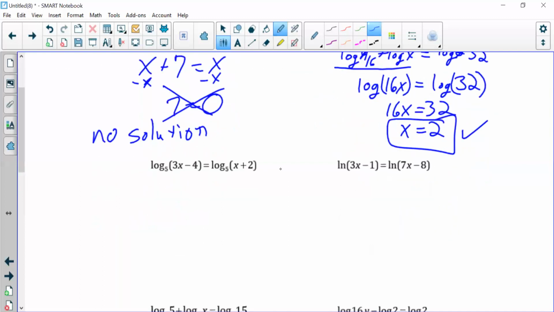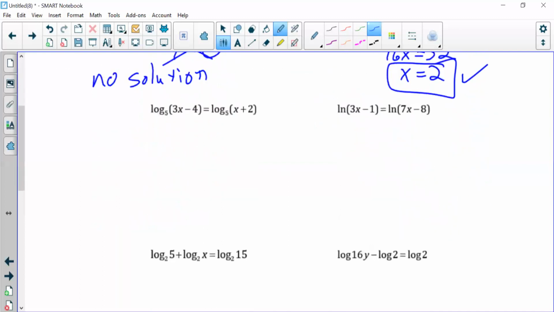All right, next. Log base 5 of 3x minus 4 equals the log base 5 of x plus 2. All right, before you start going to town and expanding this guy, remember, we don't want to expand. We want them condensed as much as possible so that we only have one log on each side. And that's exactly what we got.